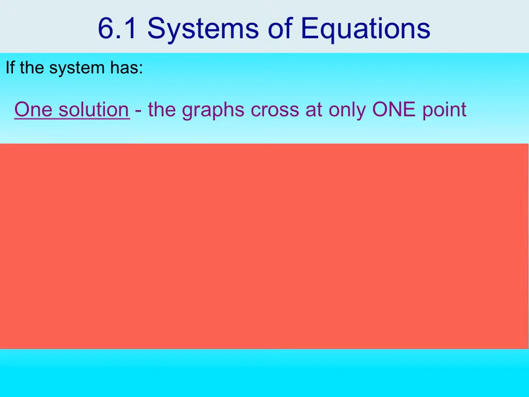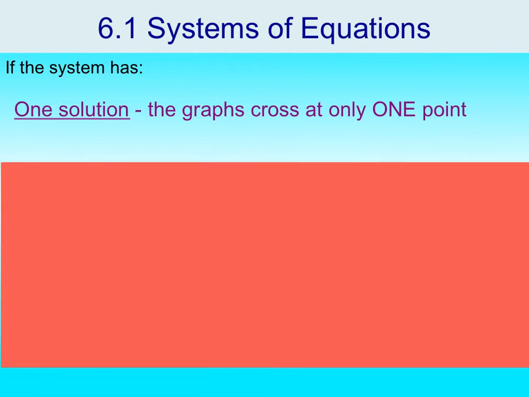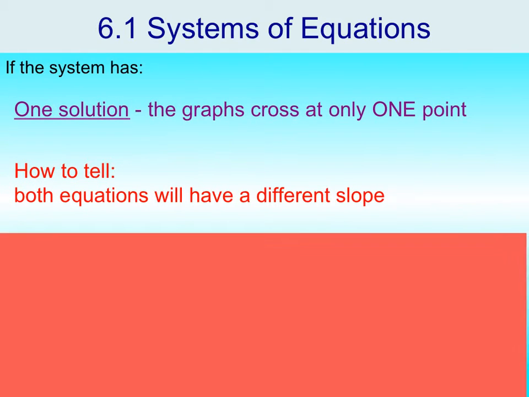Okay, so on your kinds of solutions, there's going to be 3 different kinds for a system. First one we're going to look at is one solution, and that's what we've already seen. One solution is when the graphs cross at only one point. So you've got 2 straight lines, they're basically slanted at different amounts, and they're going to cross exactly one time. Now, how can you tell that this is going to happen?